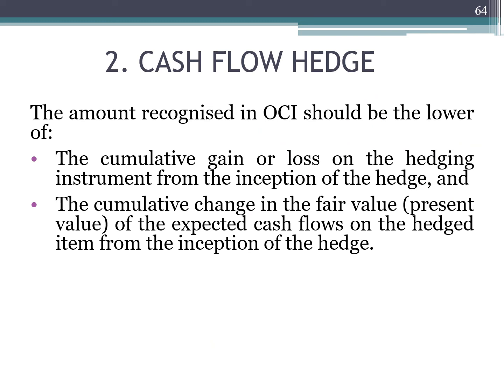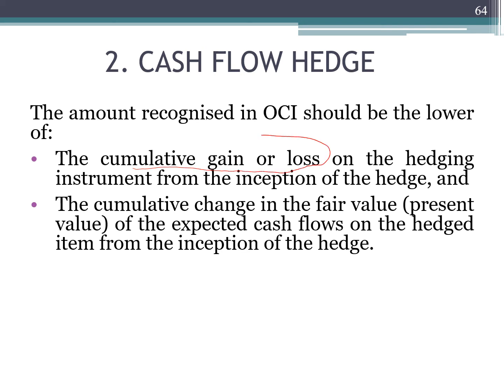For the cash flow hedging, the amount recognized in other comprehensive income should be the lower of the cumulative gain or loss on the hedging instrument from the inception of the hedge, and the cumulative change of the fair value, in terms of present value of expected cash flow, on the hedged item from the inception of the hedge.